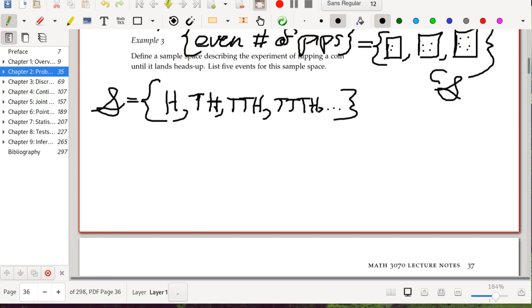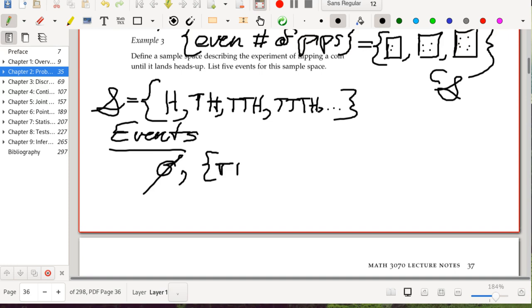Let's list five events from this sample space. Well, what's one event? One event is the empty set. Why am I listing that? Because I'm lazy. Another one is, let's say you flip the coin exactly three times. That would correspond to tails, tails, heads. Okay, this is a possible event. That seems almost like a triviality.